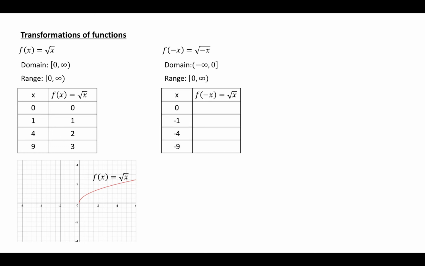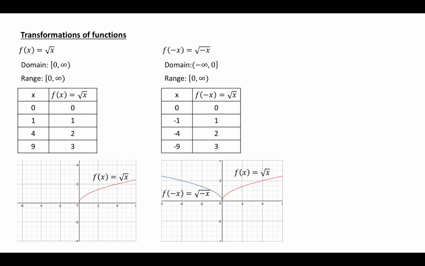So this time, when we substitute values for x, we will need to use negative numbers. Again, we will use the convenient values that are perfect squares. When we graph this function, we find that it is actually a reflection through the y-axis of the original function.